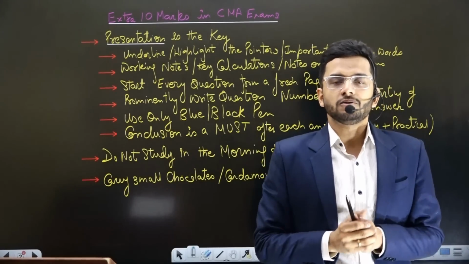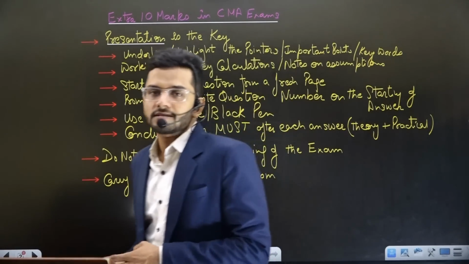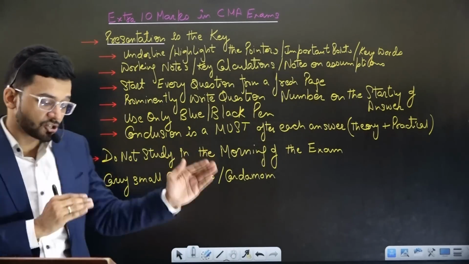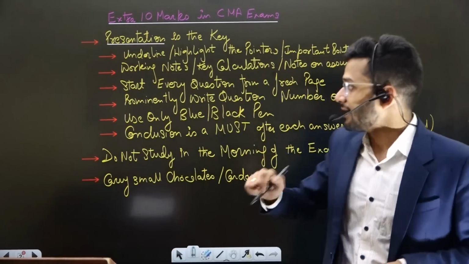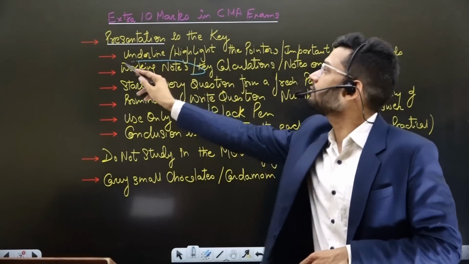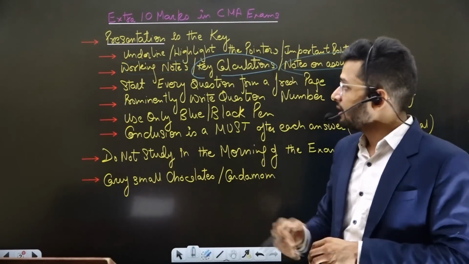Proper working notes are required to be made. Proper calculations should be made in your answer sheet, and a separate section should be there for these calculations, working notes, and proper functions, and that is how your presentation will improve. So working notes, key calculations, and notes on assumptions should be separately mentioned in your answer.